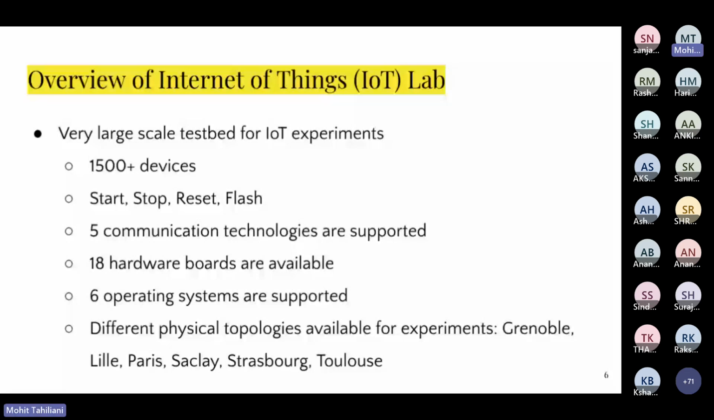And IoT-LAB is spread across these 6 locations that you see. There are 6 different places in France where you will see this IoT-LAB set up, and you can access any of these sites from here. So one is called Grenoble, then the second one is Lille, the third one is Paris, the fourth one is Saclay, then Strasbourg, and then Toulouse.